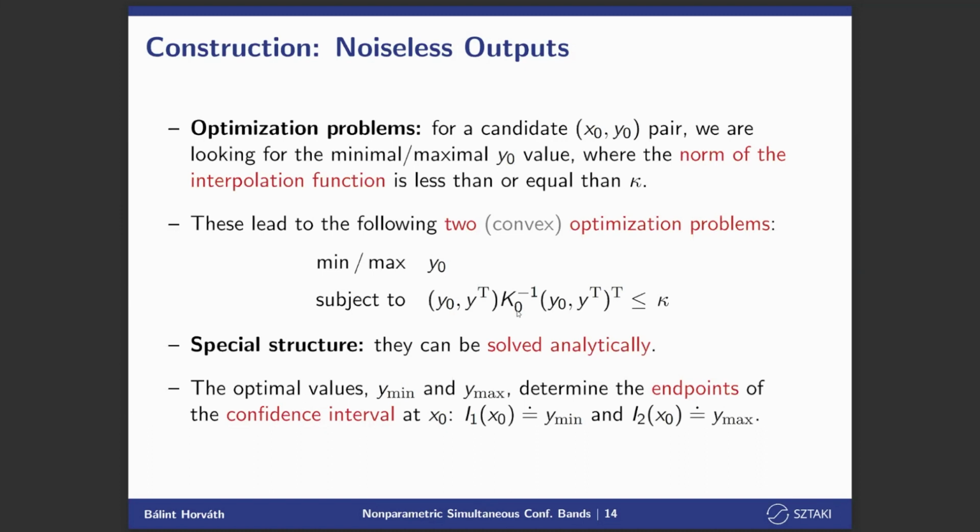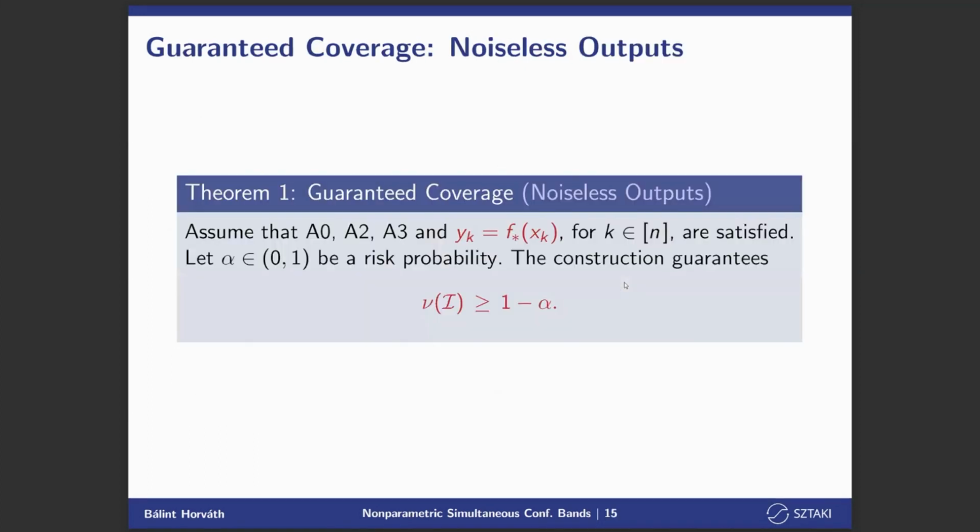And in this special case where the outputs are noise-free, these two convex optimization problems can also be reduced to analytical problems, so that we don't have to solve convex optimization problems every time. In this noise-free case, they are pretty easy to calculate. And next to all these equations and optimization problems, I will state the main theorem.